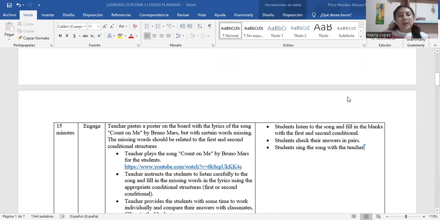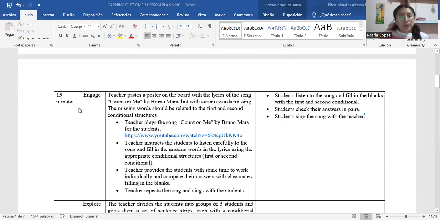Okay, to start our plan, we are going to develop an engage activity. In this activity, we choose a song by Bruno Mars, which is called Count on Me. We are going to play the song and students have to fill the blanks with the missing parts of first and second conditional.